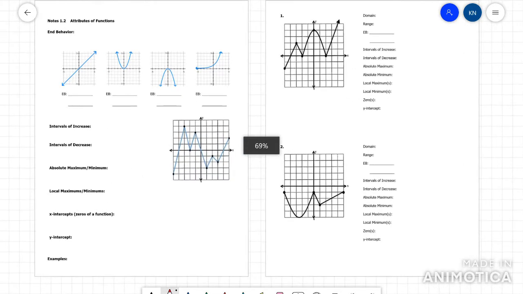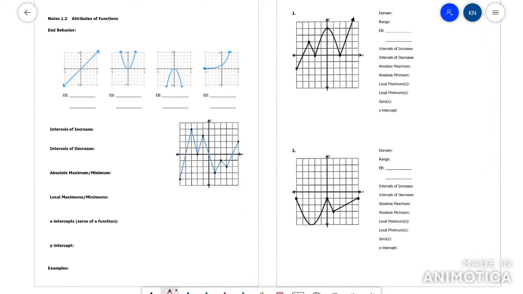This video is going to cover attributes of functions. So when we say attributes of functions, this is kind of a list of things we're referring to. If I were you, I would be familiar with all of these things. Let's go ahead and get started.